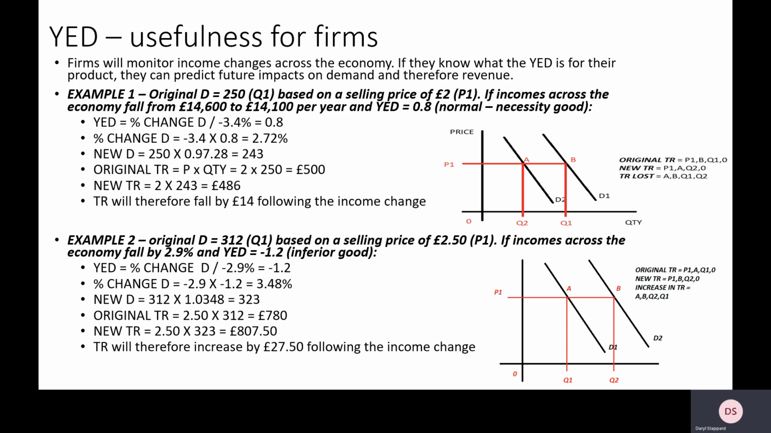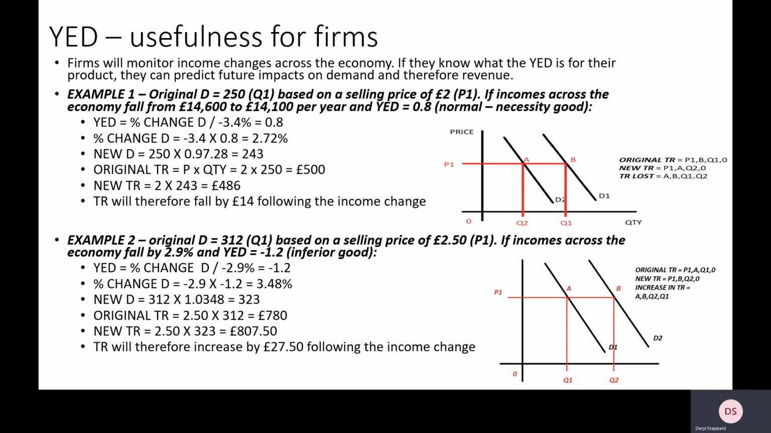Now, if you produce inferior goods, then you know if incomes are increasing across society, the demand for your products will actually start to go down. And again, you've got to be prepared for that. You know that if incomes are falling across the economy, the demand for your products will start to increase. So again, you've got to be prepared and change your business to adapt for that possibility.